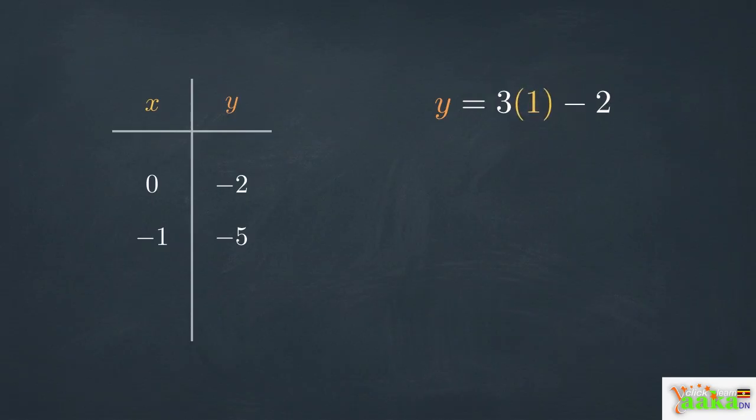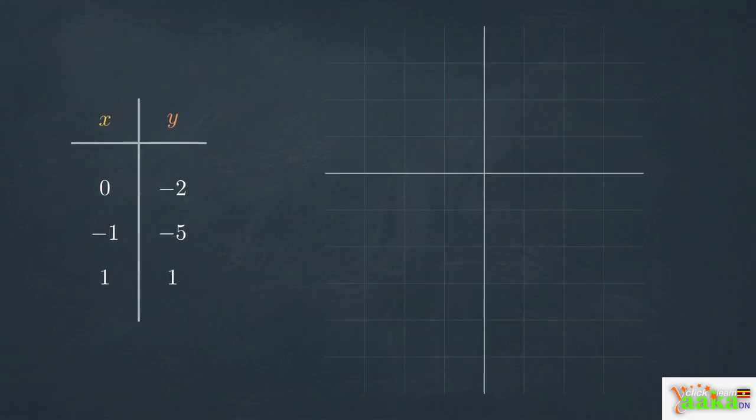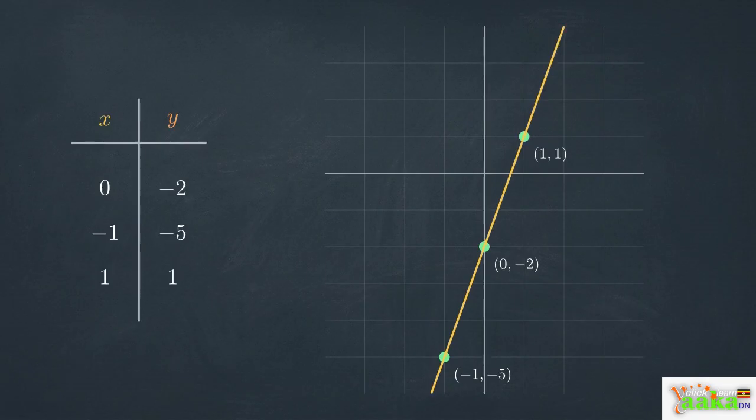Finally, we pick a simple positive number to finish our data set. Substituting an x value of 1 gives us 3 times 1 minus 2, leaving us with a y value of positive 1. Now we follow the golden rule of plotting. We take our 3 calculated points, place them onto the coordinate grid, and use a straight edge to connect them.